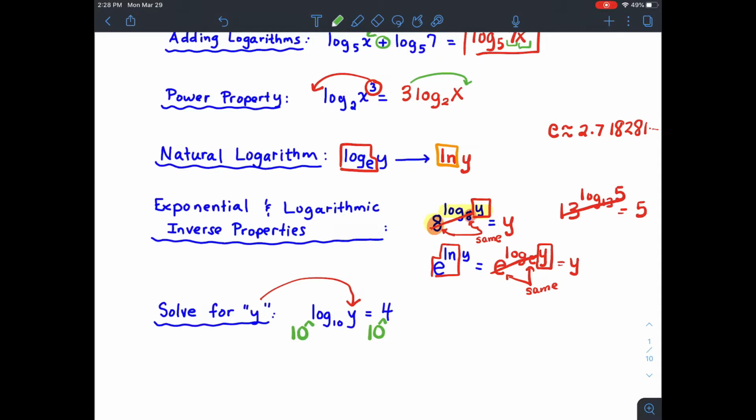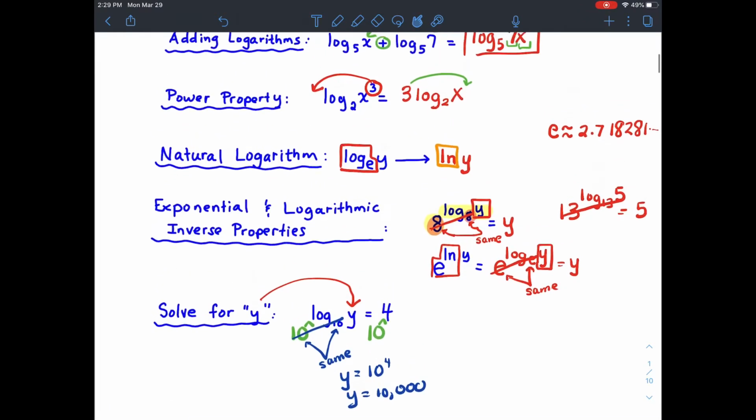The reason I chose 10 is because you can see now these are both the exact same value, which means this would cancel, leaving me with just a y. y would equal 10 to the 4th, or in other words, y would equal the number 10,000. That is a very brief review on logarithms, but some of those little pieces are going to come into play with some of the problems that we're going to be doing today.